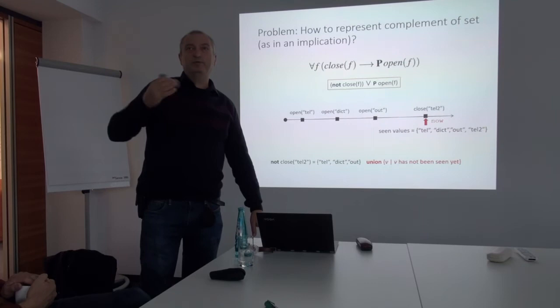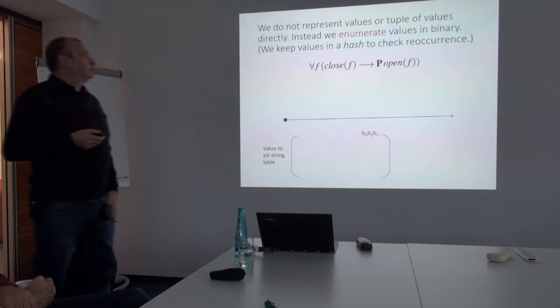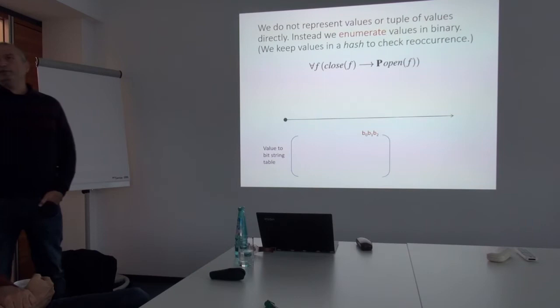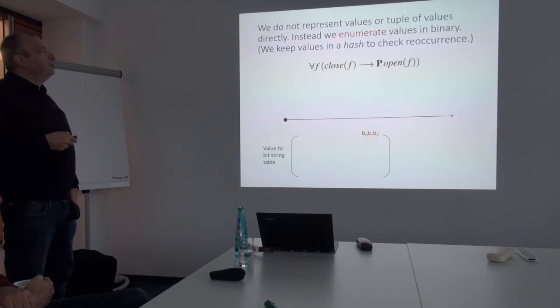So my representation is the following. I'm not going to hold the data directly. I'm going to put the data in a hash table, but I'm going to keep in the BDD an enumeration of the values that I see.